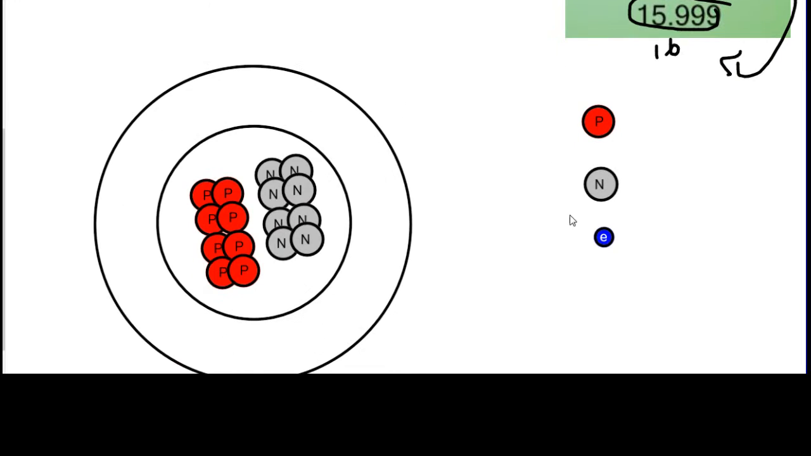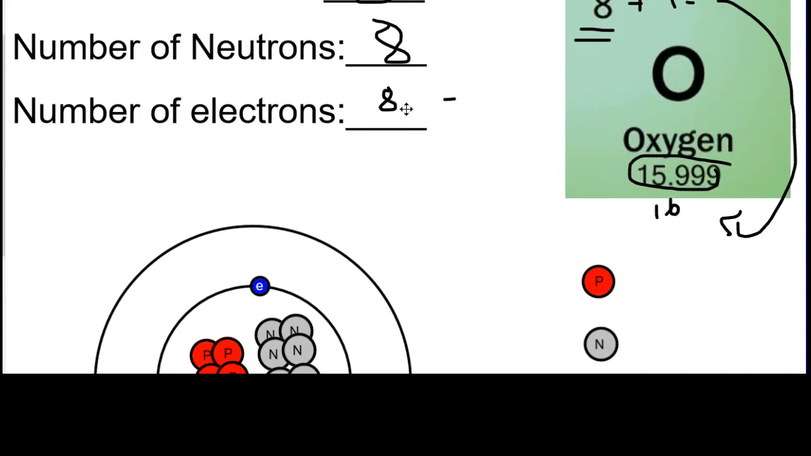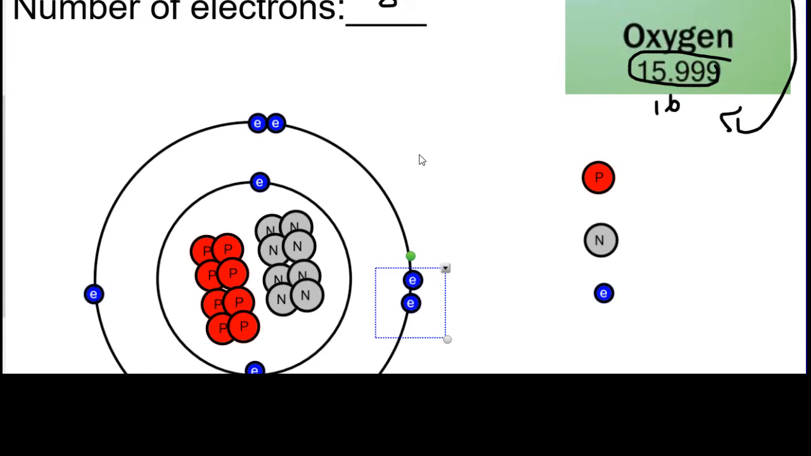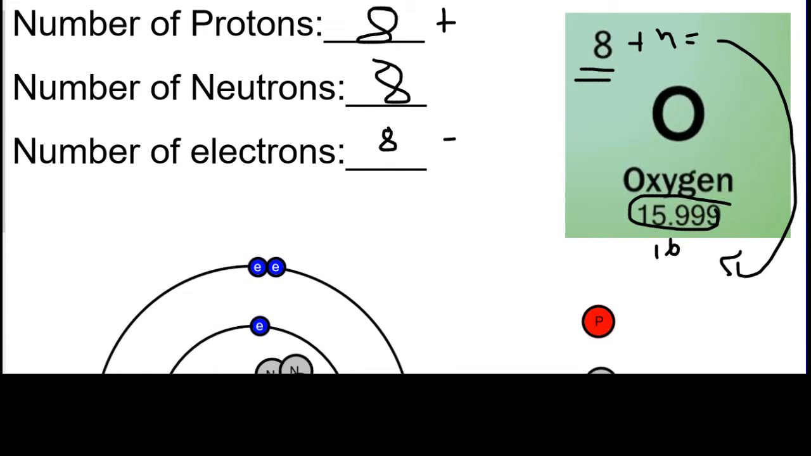I need 8 electrons. Remember, the electron configuration had 2 on the inside, then a maximum of 8 on the outer. But how many do we need total? We only need 8, so that means we'll have 6 on the outside. So just pulling those in. Normally I start in a circular pattern, starting from the top and just moving my way around. So now we count again: 1, 2, 3, 4, 5, 6, 7, 8. We have 8 electrons. Now we've created the Bohr model for oxygen.